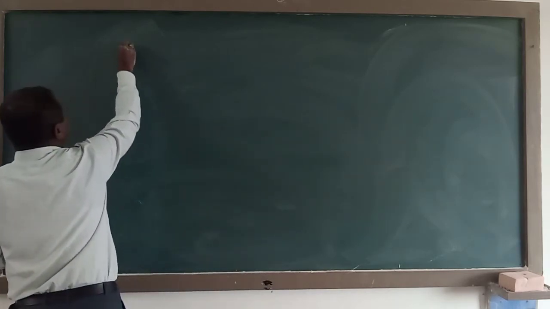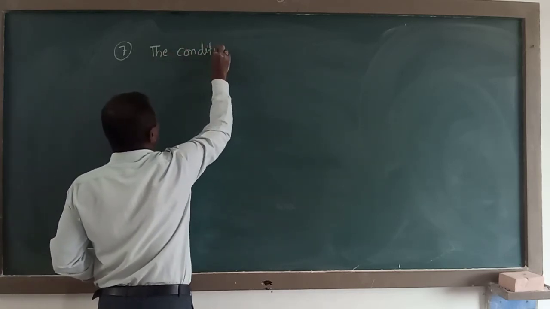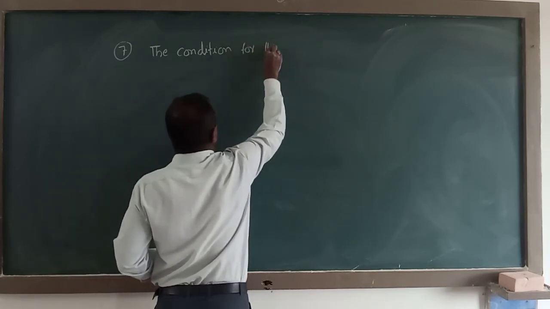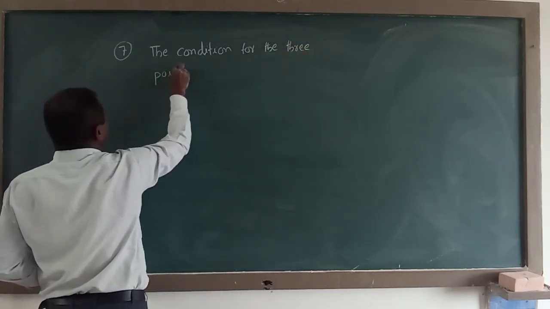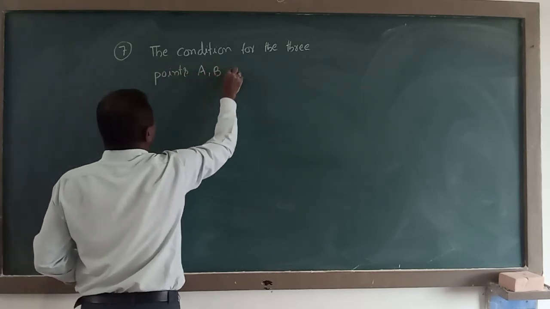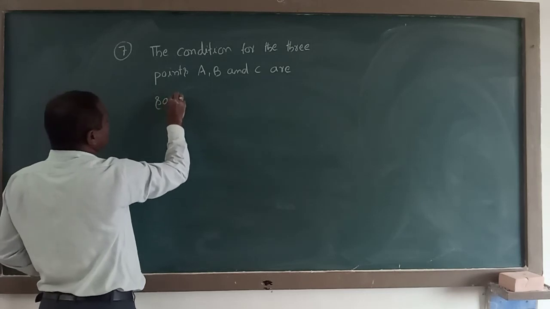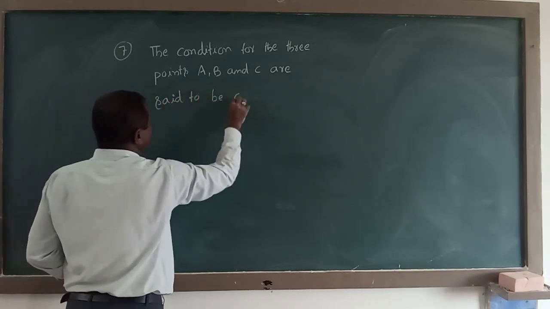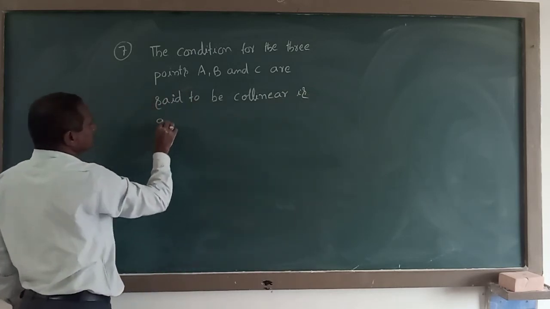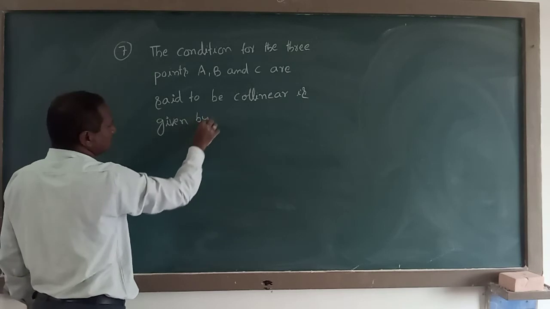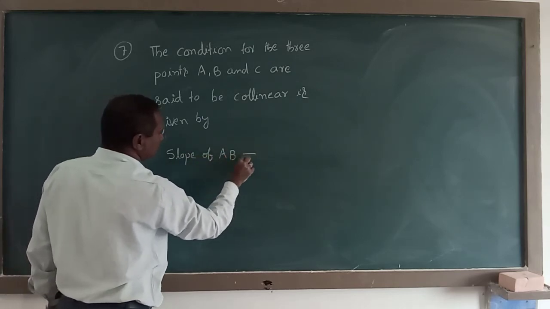Seven points. The condition for the 3 points A, B and C to be collinear is given by slope of AB is equal to slope of BC.